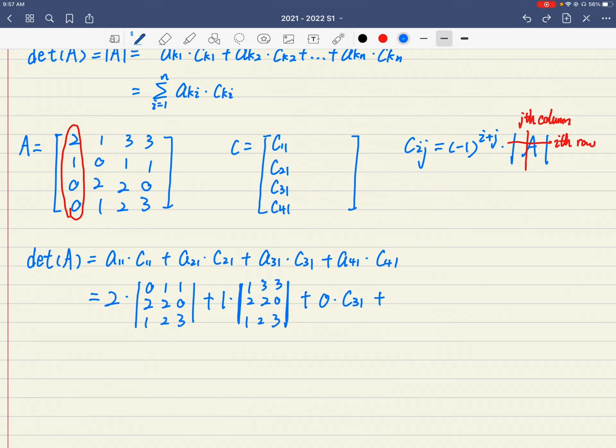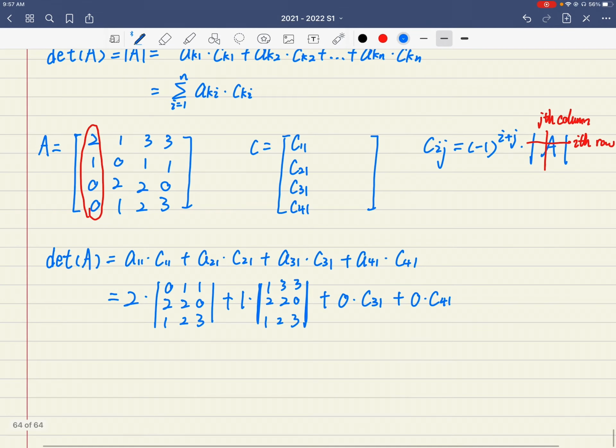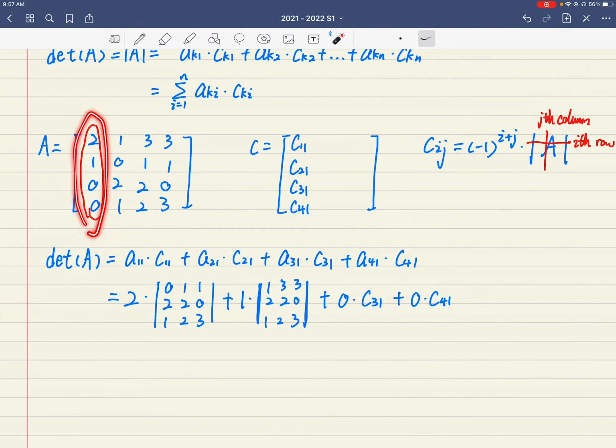You don't have to write the formula for C31, but if you want to, you can, based on the same formula. Plus A41, which is 0, times C41. Again, we love the 0 here because now we don't have to figure out C41. So that's the first thing about getting the determinant of any matrix: we always love the row or column with a lot of zeros. That's a general principle, because it can simplify our calculations a lot.